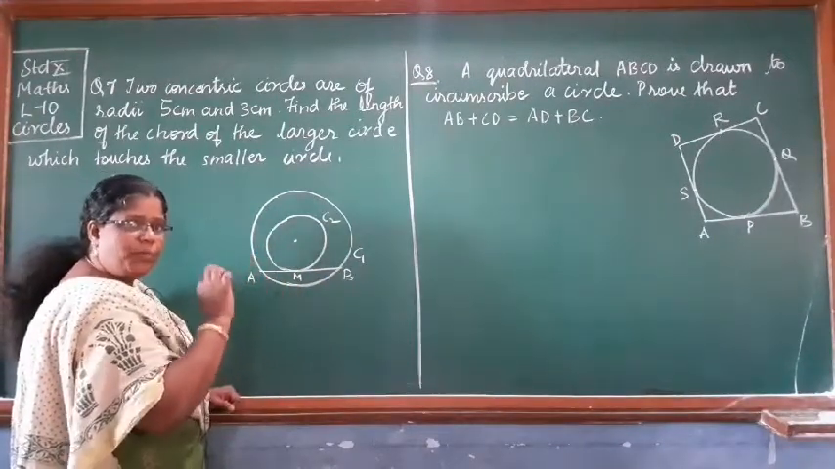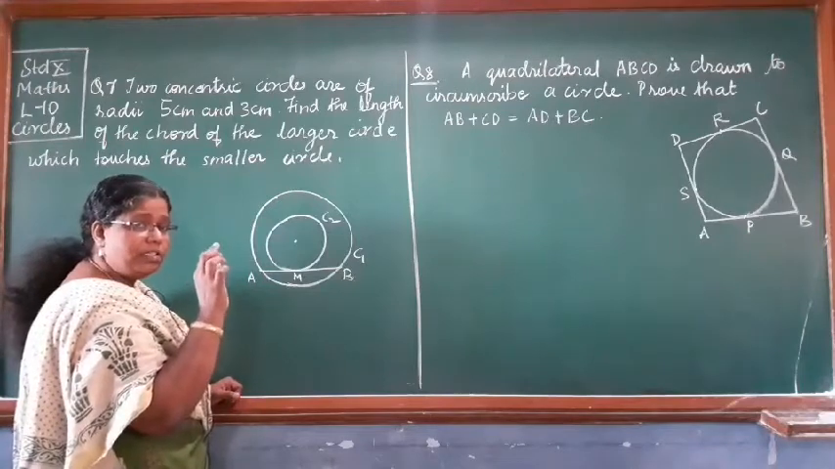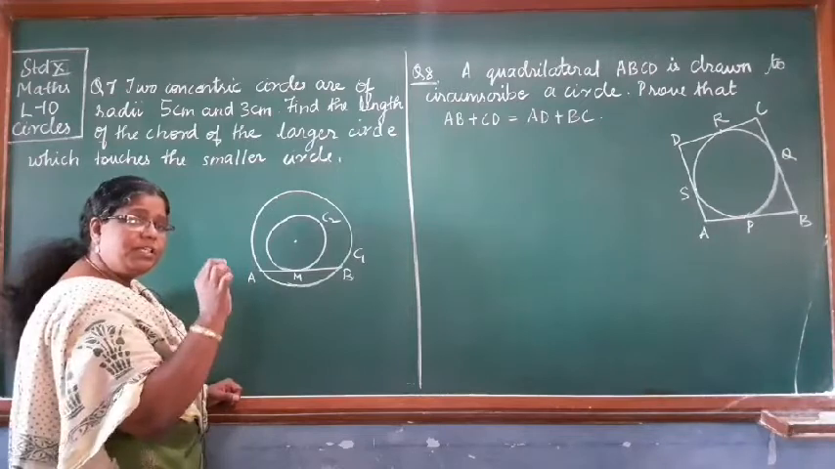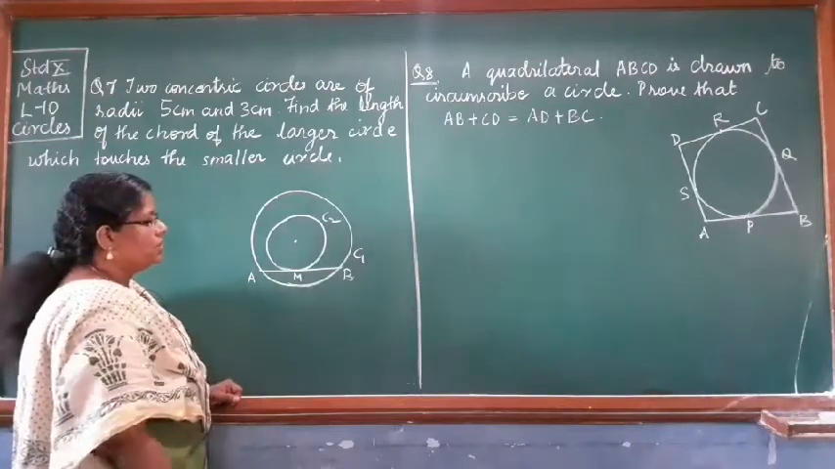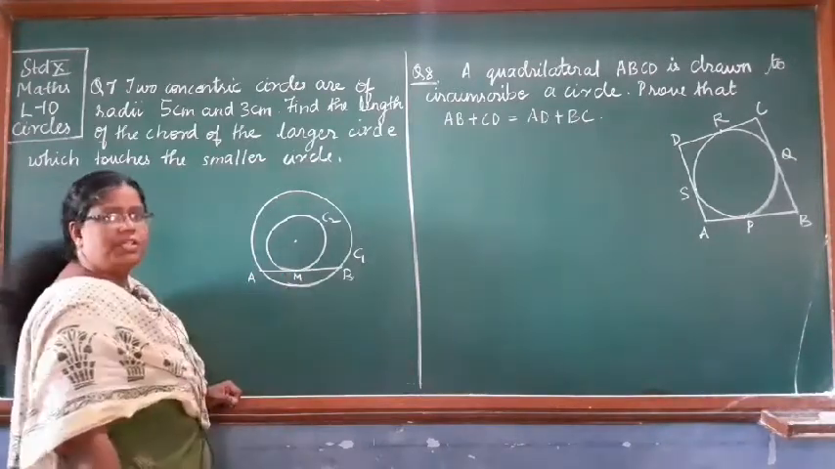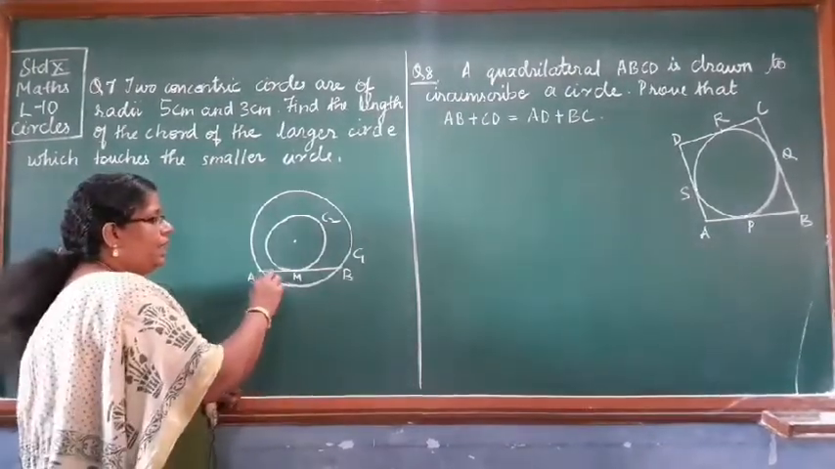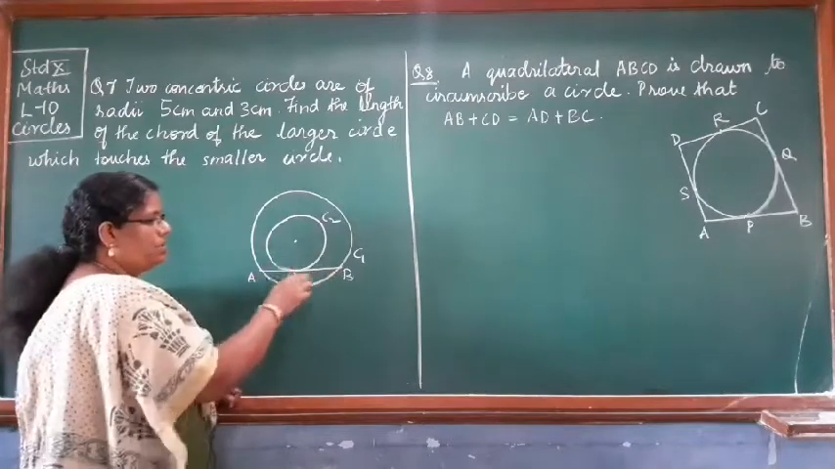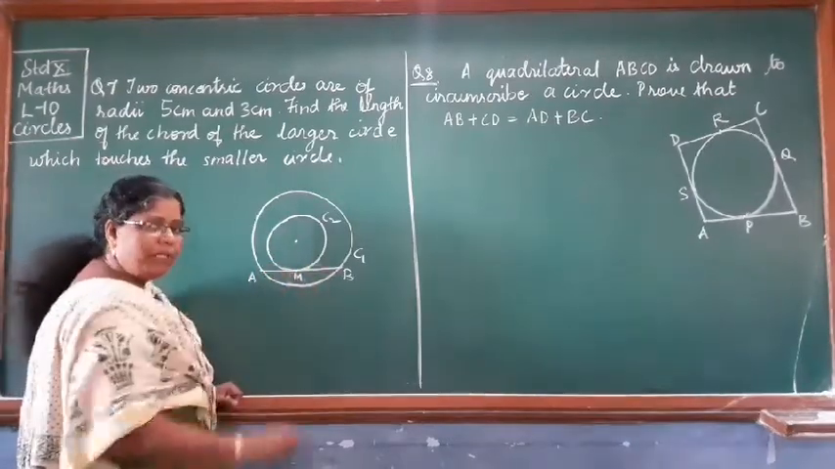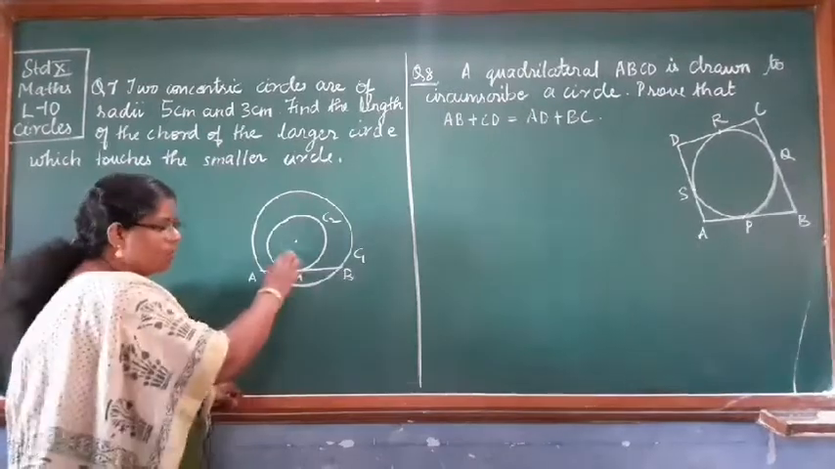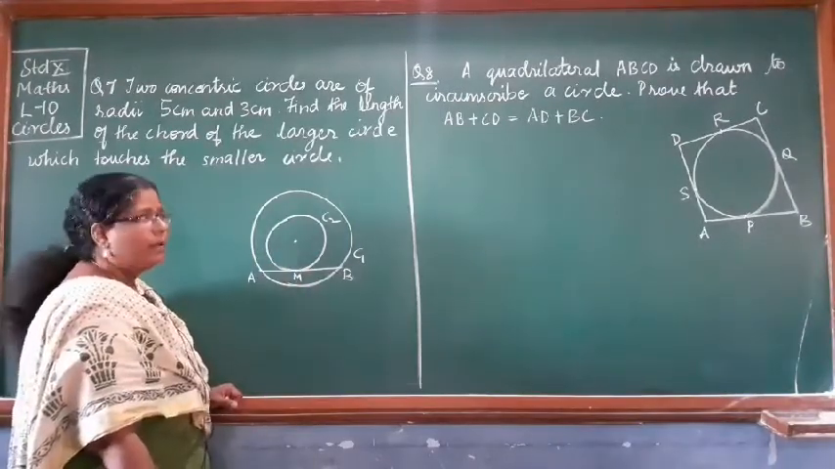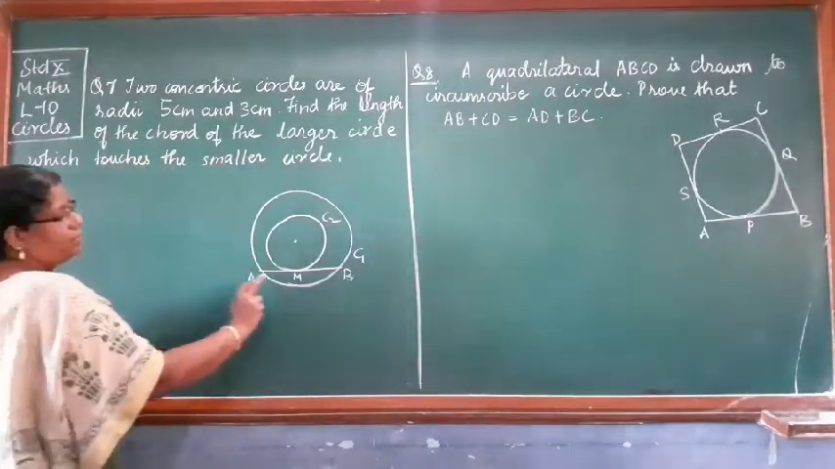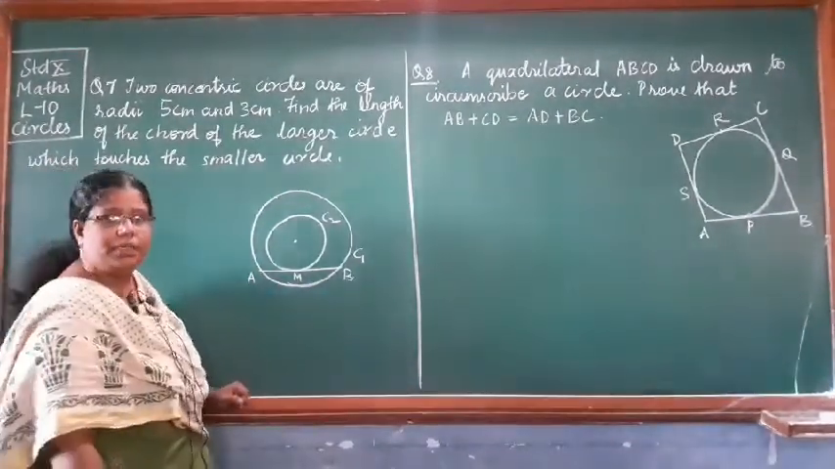It is given that the chord of the larger circle touches the smaller circle, so it touches at one point. They are not saying it intersects at 2 points. It is saying it is just touching the smaller circle. So let it touch at point M. Then M becomes the point of contact of the line AB with the circle. So AB can be called the tangent to the smaller circle. What are you asked to find? Find the length of the chord, that is, the length of AB.